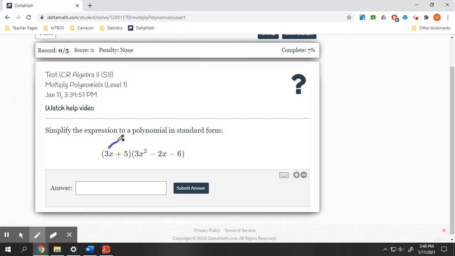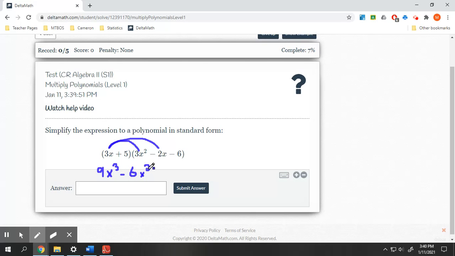So 3x times 3x squared. 3 times 3 is going to get me 9. And then x times x squared, this is x to the third. So that is our first term here. All right, 3x times negative 2x. Well, 3 times negative 2 is negative 6. And then finally, x times x is x squared.